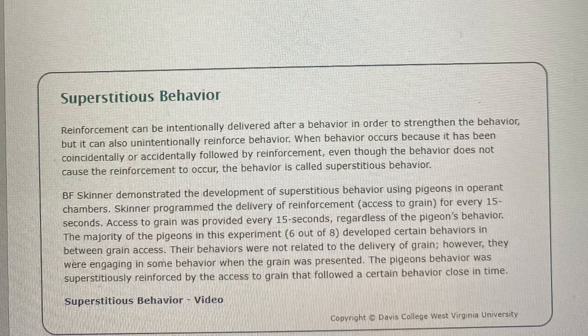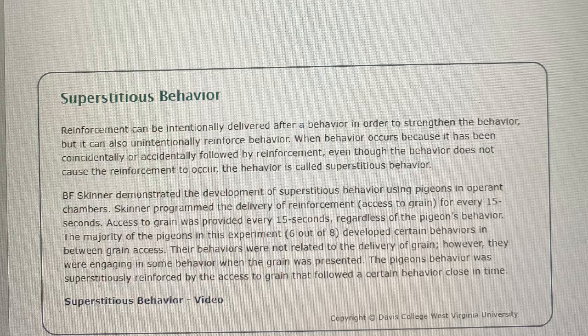Superstitious behavior. Reinforcement can be intentionally delivered after a behavior in order to strengthen the behavior, but it can also unintentionally reinforce behavior. When behavior occurs because it has been coincidentally or accidentally followed by reinforcement, even though the behavior does not cause the reinforcement to occur, the behavior is called superstitious behavior.